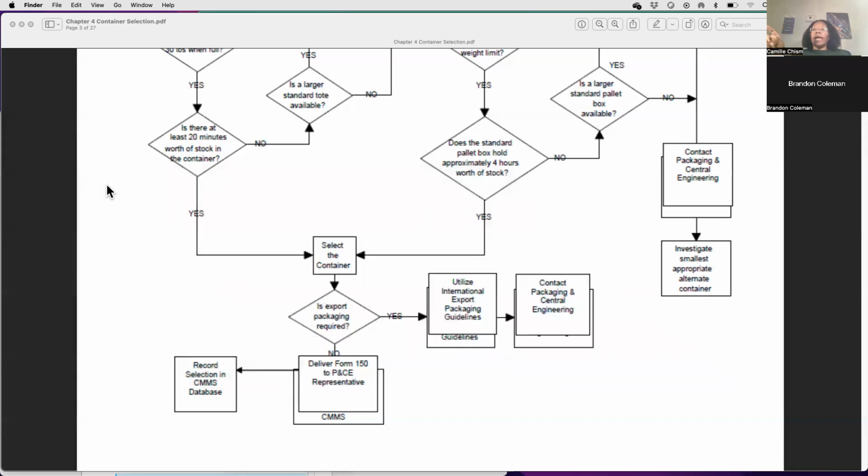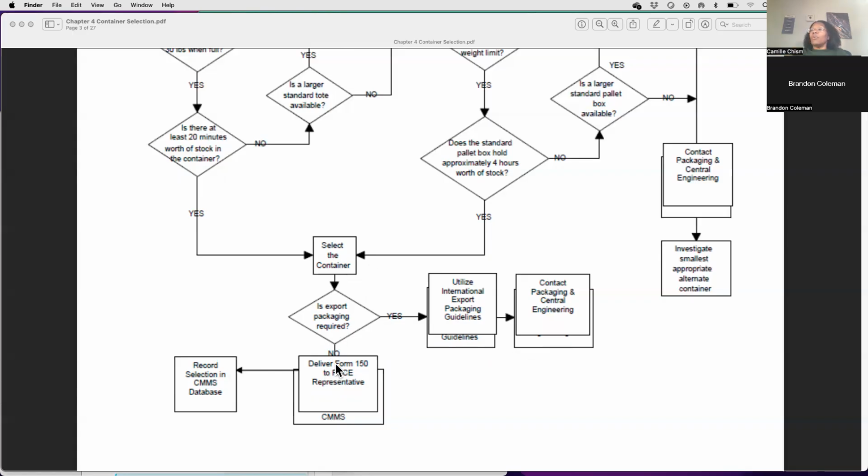Many of them would have a document like this flow chart within their guidelines. So you can see, here it says utilize the guidelines for export packaging. But when you do that, for this company, they would contact what's known as their packaging and central engineering, because it's export, there are probably some special circumstances that they need to make sure they're packing for and alert people to.